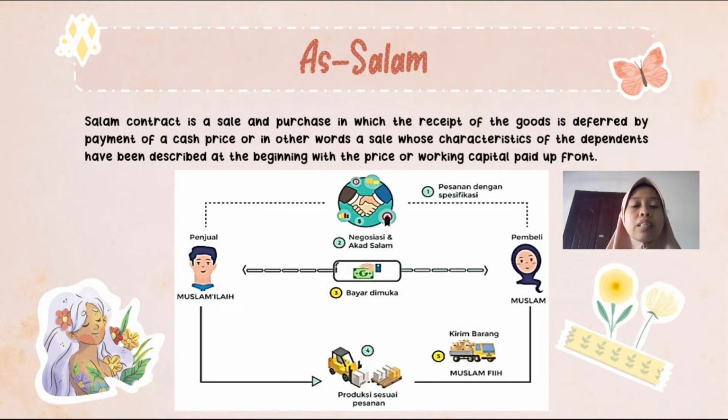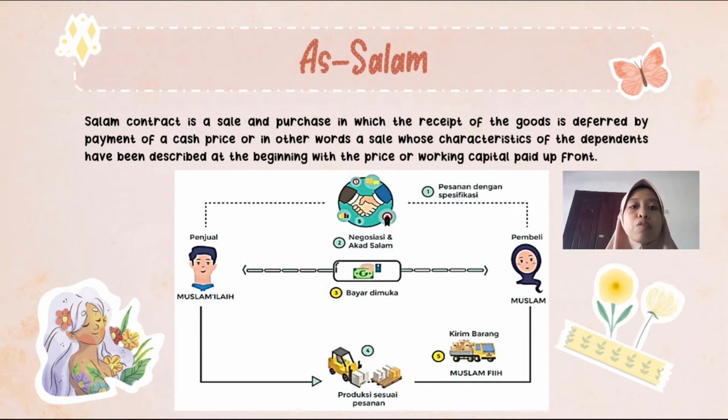Next discussion is about the as-salam contract. Salam contract is a sale and purchase in which the receipt of the goods is deferred against payment of a cash price, or in other words, a sale whose characteristics of the goods have been described at the beginning, with the price or working capital paid up front.